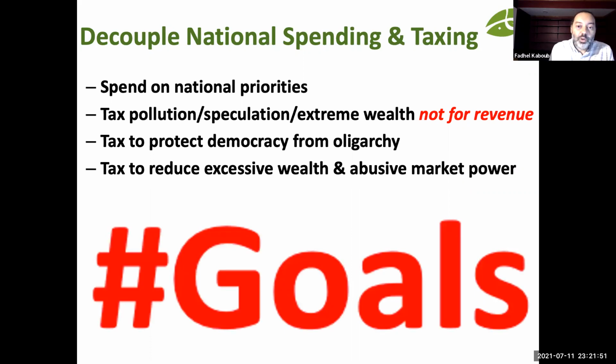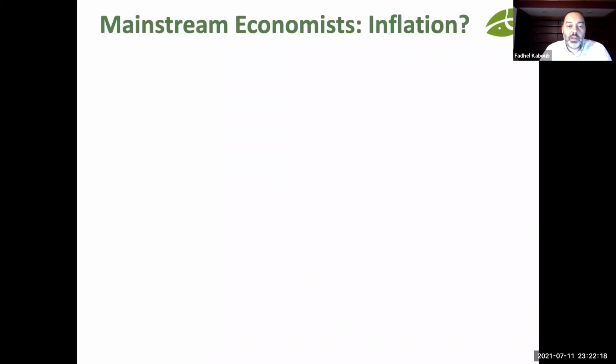So unlike households, unlike individual currency users, the national government, sovereign government, doesn't need tax revenues in order to spend. So spend on priorities, tax for other strategic reasons. We're not saying don't tax or support the oligarchy. If anything, tax the hell out of them, tax them out of existence, but not because you need their money or their permission, but because it's very important for reasons that I described here.